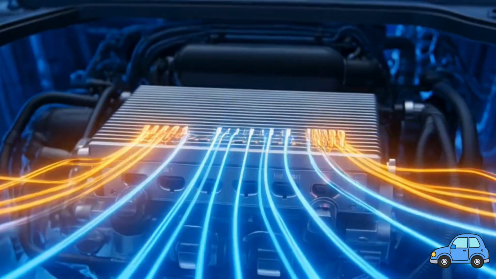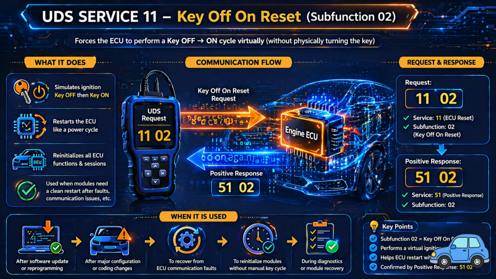The next reset type is key off on reset, which uses subfunction 02. Request 1102. Positive response 5102. This reset simulates switching the ignition off and then on again.